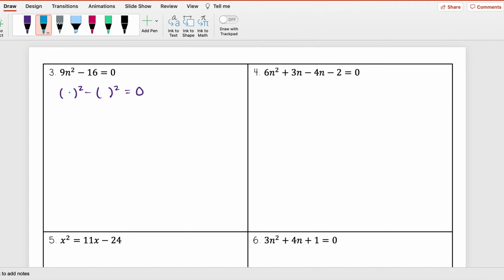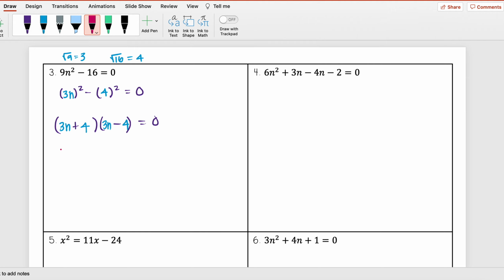Well, I know there's going to be an n here, and then if I take the square root of 9, I get 3. And then the square root of 16, I get 4. So I do have a difference of squares here. So that means that my answer, or my factored form, is going to be in this format. And to fill that in, I just put in my two numbers that are being squared.